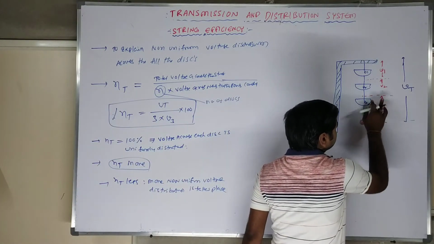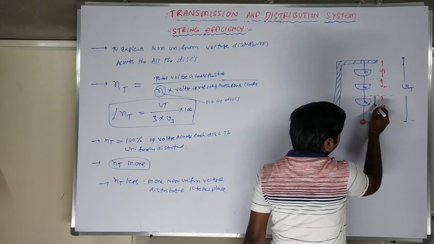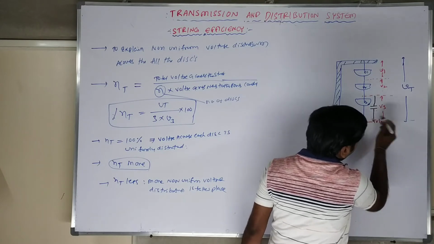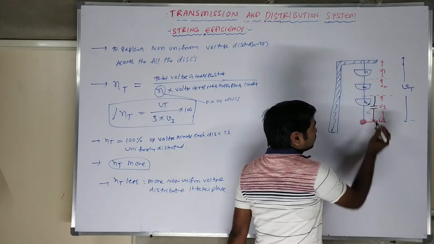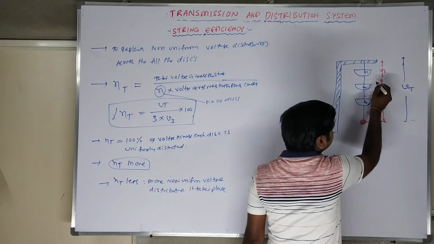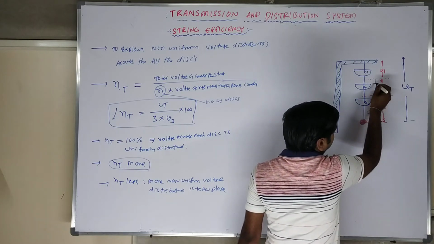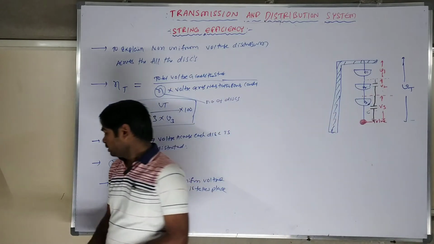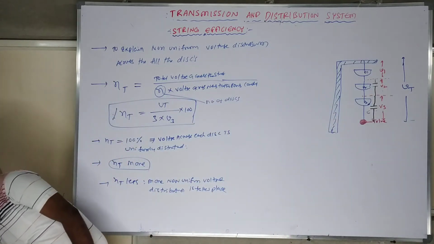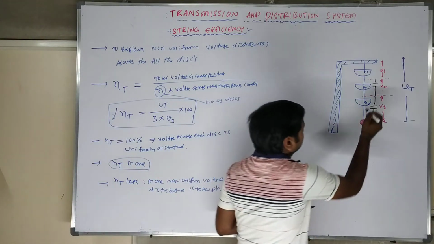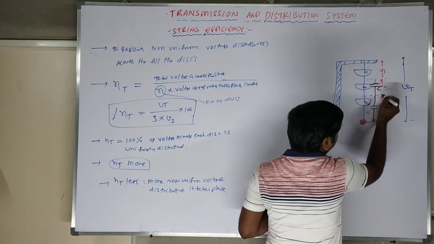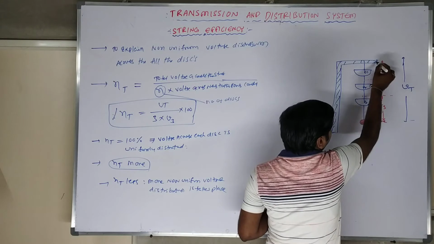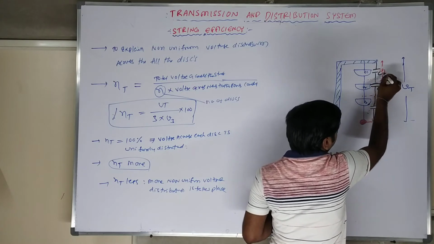We have a capacitance between disk to disk. This capacitance I can write as C. The capacitance between disk to disk, we can write very clearly, is C. See, it is also C, the disk to disk capacitance.